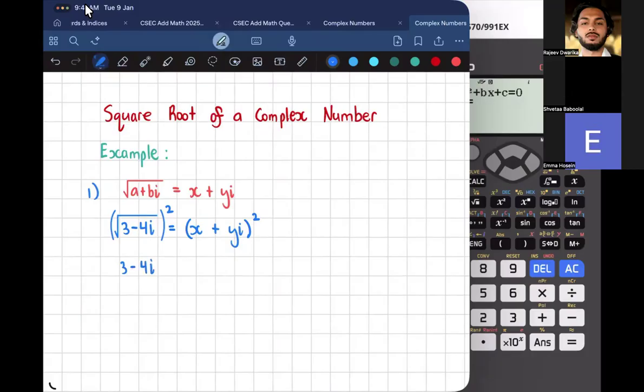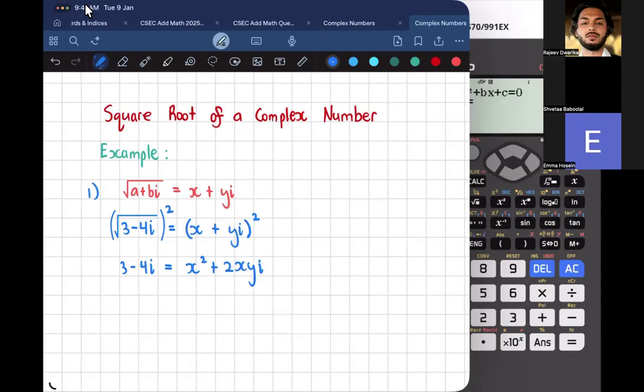So 3 minus 4i. And on the other side, we are not amateurs. We can do this by now, without expanding it, right? It's just gonna be x squared plus 2 what? 2xyi. Shweta, you understand that? You understand how we get 2xyi?